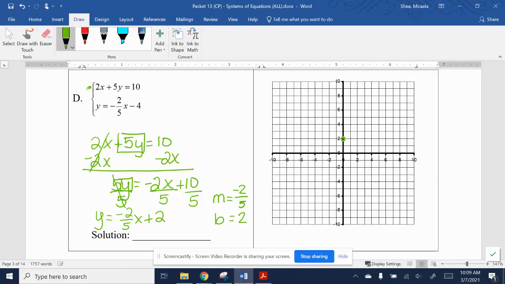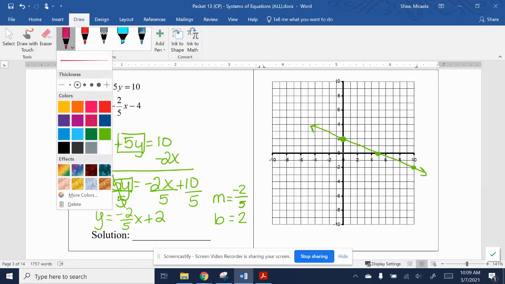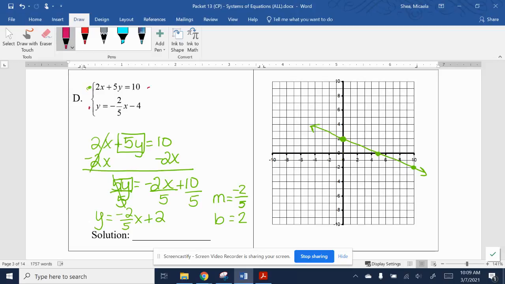So I'm going to start by graphing at positive 2 on the y-axis, and the slope is down 2 over 5. I'm going to go down 2 over 5 again, and I'm going to draw this line in as best I can. If I graph the other line, our second line, m is equal to negative 2/5, and b is negative 4. So I'm going to start at negative 4, and again go down 2 over 5, down 2 over 5.